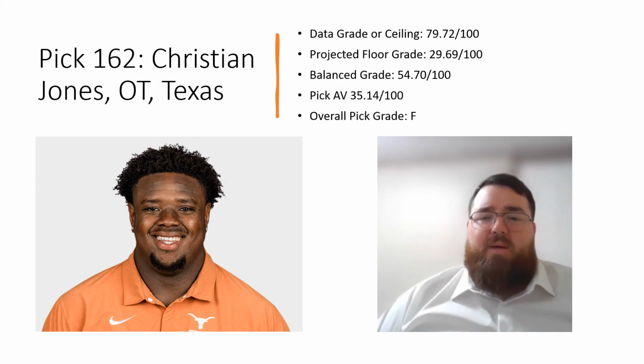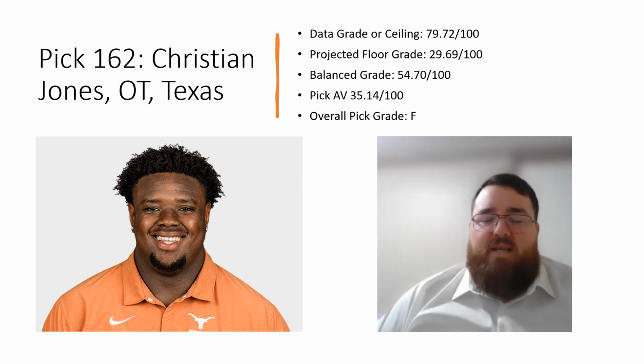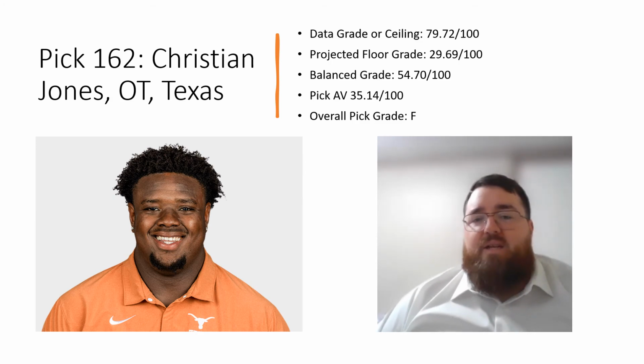Then, of course, we get to pick 162 with Christian Jones, offensive tackle out of Texas. His data grade or ceiling is 79.72 out of 100. Projected floor grade, 29.69 out of 100. And his balanced grade is 54.70 out of 100. His average AV is 35.14. And his overall pick grade would be an F.